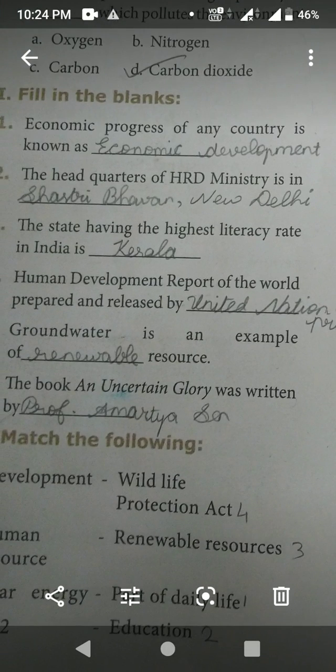Next, fill in the blanks. First question. Economic progress of any country is known as dash. Economic development. Economic progress of any country is known as economic development. The headquarters of HRD ministry is in dash. That is Shastri Bhavan, that is in New Delhi. HRD, Human Resource Development.